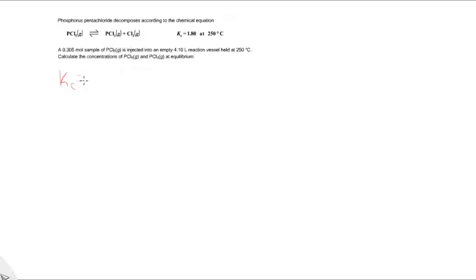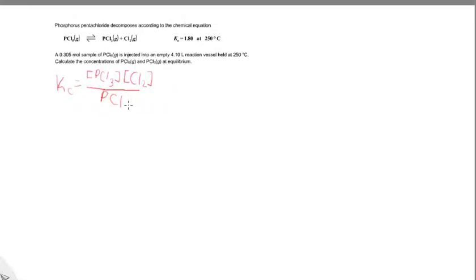Kc equals the concentration of PCl3 times the concentration of Cl2 all over the concentration of PCl5. Okay? And we know that the Kc at equilibrium is 1.8, so we need to figure out what to put in here. So we need an ice table.